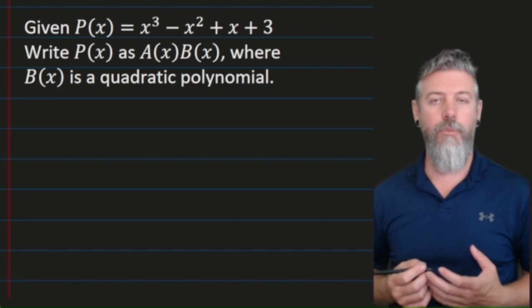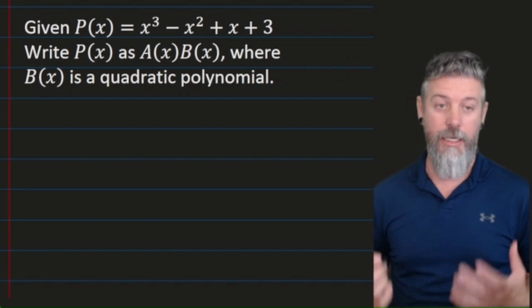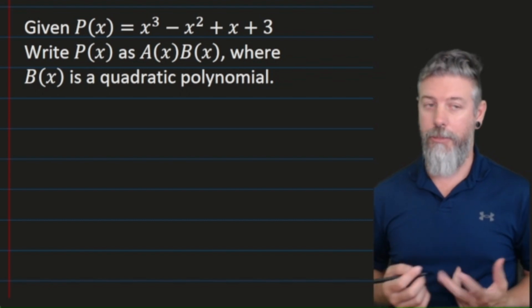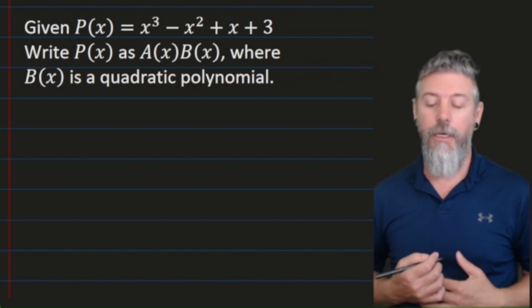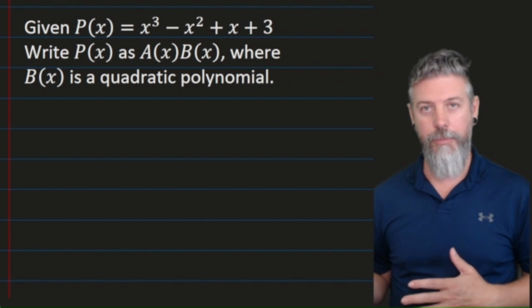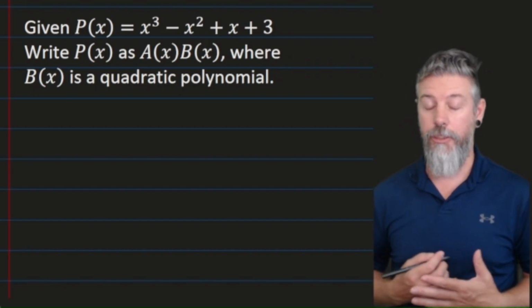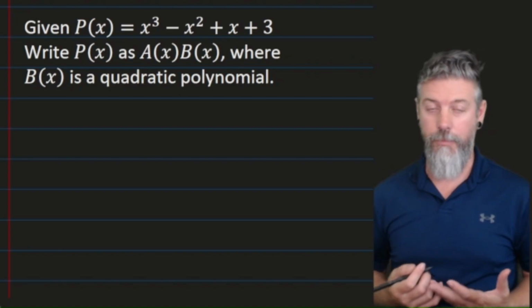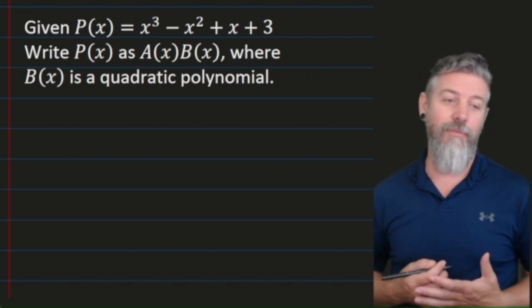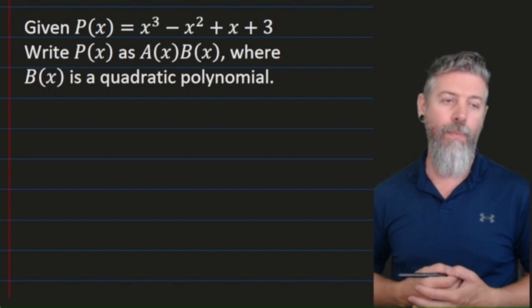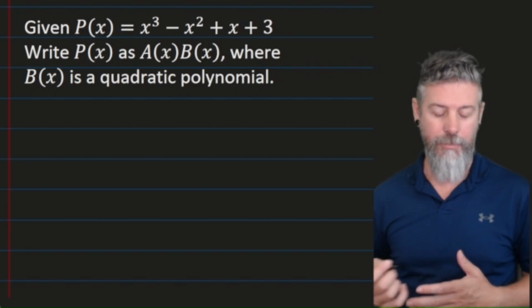Okay, so we have to understand first of all what it's asking of us. It's asking us to come up with two new polynomials, a of x and b of x. And b of x is a quadratic polynomial, and so a of x is going to be multiplying that quadratic polynomial to get our cubic polynomial. So really, we're going to be finding an a of x as a linear polynomial to multiply the quadratic by.